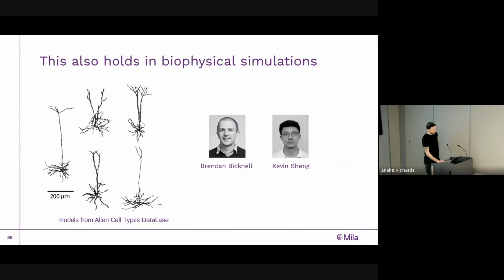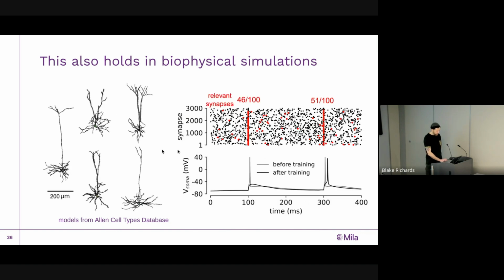Now, what's interesting is this also holds in a biophysical simulation. Here we did a collaboration with Brendan Bicknell and Kevin Sheng at UCL. They were doing biophysical simulations of pyramidal neurons that had been reconstructed, with their full dendritic tree and all of the ionic currents being simulated. And what they did is basically what we call the R of K task.